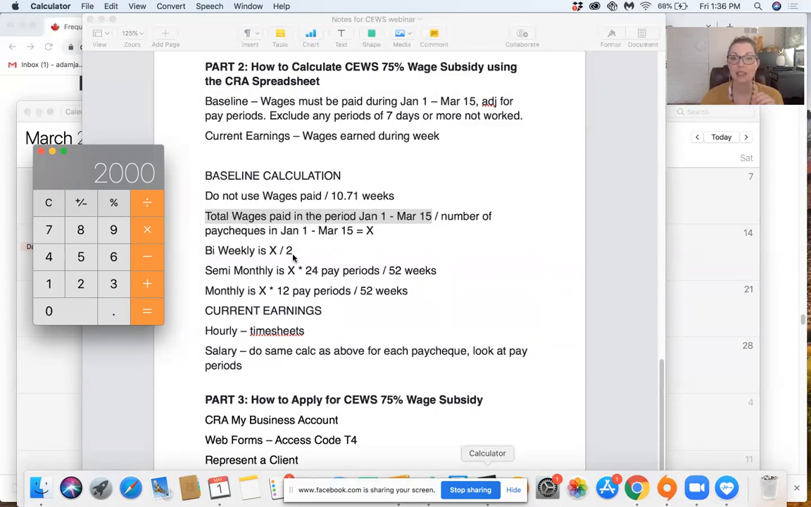Biweekly is the easiest one to calculate. So if your company has biweekly, then you can breathe a sigh of relief here because that's going to be easier for you. You know that that amount is equal to 2 weeks exactly, and so you can just divide it in half. So biweekly is the X amount here divided by 2, which would be 1,000, right? And then that is your baseline remuneration.